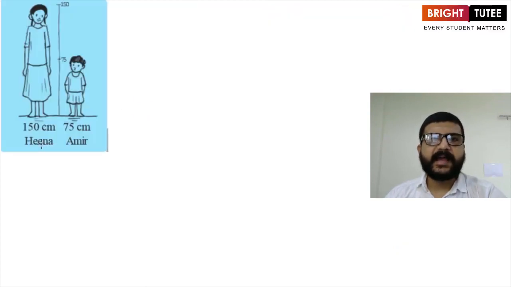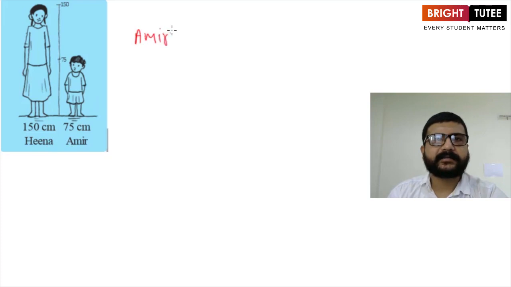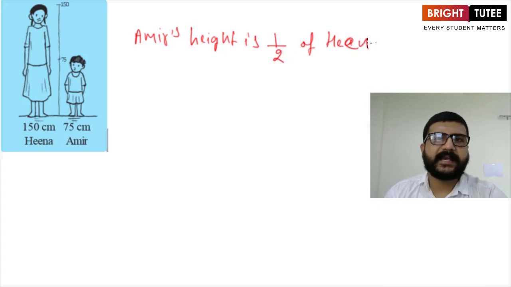Let's say Hina and Amir. These are two students of your school, and the height of Amir is 75 centimeters and the height of Hina is 150 centimeters. And now suppose we are comparing their heights. So what can we say? We can say that Amir's height is half of Hina's height. As we can see, Hina's height is 150 centimeters and Amir's height is 75 centimeters. So we can write Amir's height is half of Hina's height.